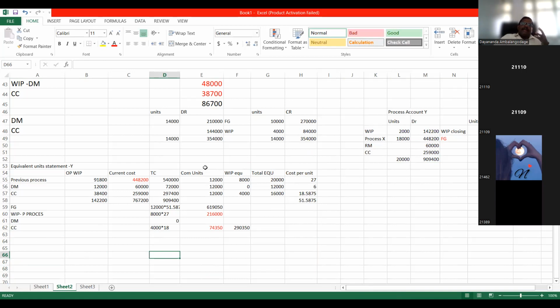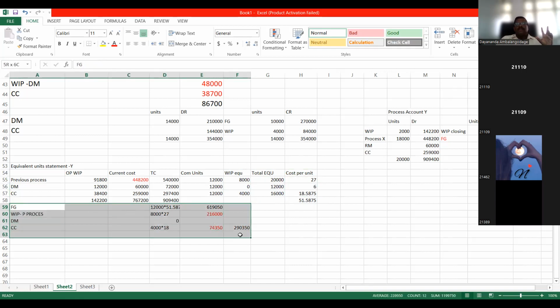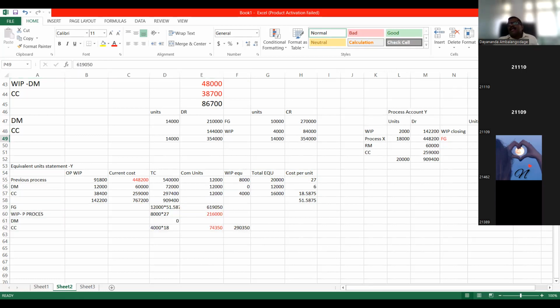So you see that when you do the weighted average costing method, we take the opening WIP and we take the current cost and we take the total column and we take the completed units, we take the closing WIP equivalent units, then total equivalent units, cost per unit calculated. Accordingly, we do the valuations. This is the valuation part. Once you put the valuation, you can complete the credit side of your process account.